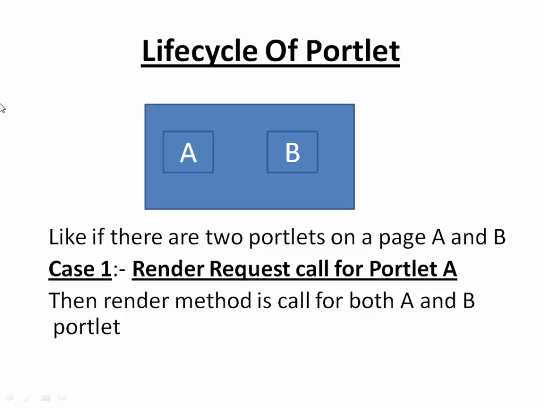Like, there are two portlets on a single page. Okay, like A and B are two portlets on a page. If there is a render request call for portlet A, then the render method of portlet A is called, and the render method of portlet B is also called.